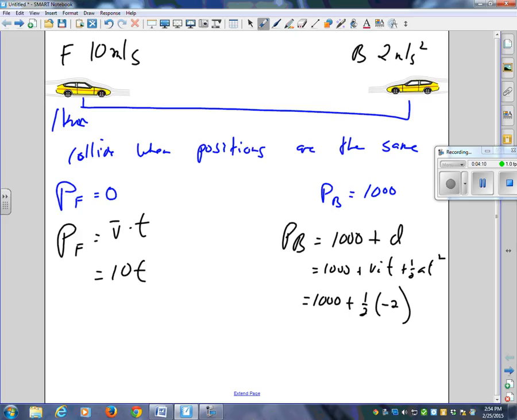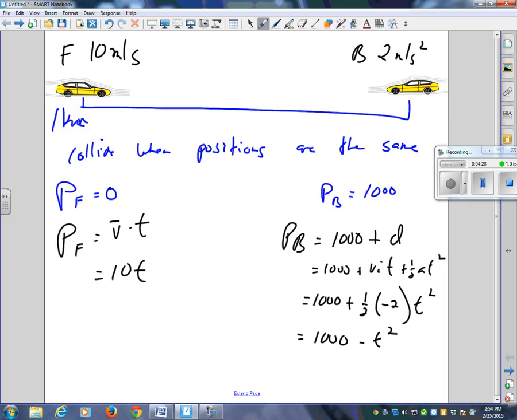Yeah, well, I'm going to get to that. Okay, don't just assume it. So it's 1,000, 1/2 of minus 2 is going to be 1,000 minus t squared, right? The position of Barney is defined by the function 1,000 minus t squared.